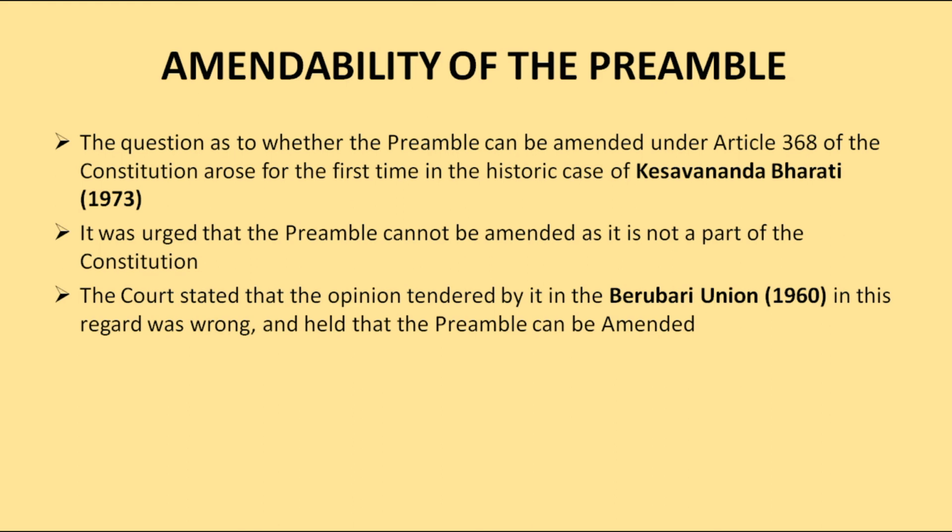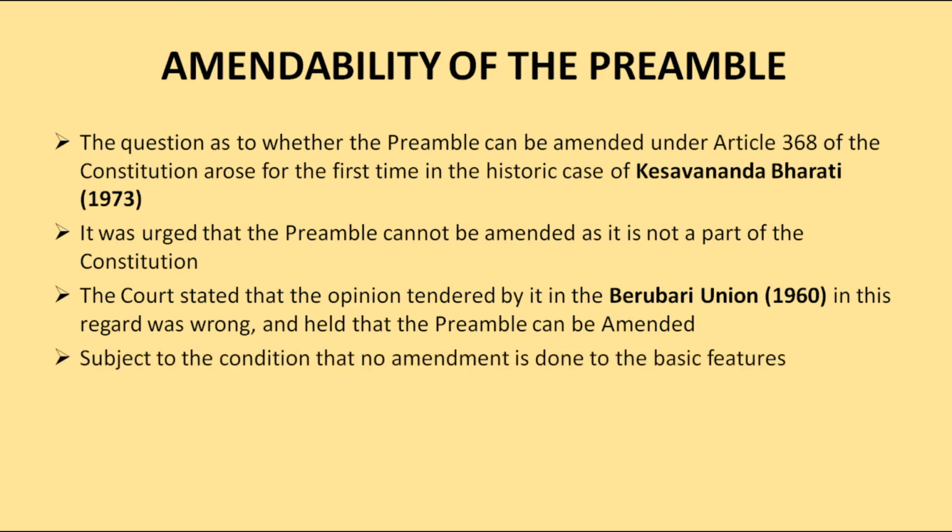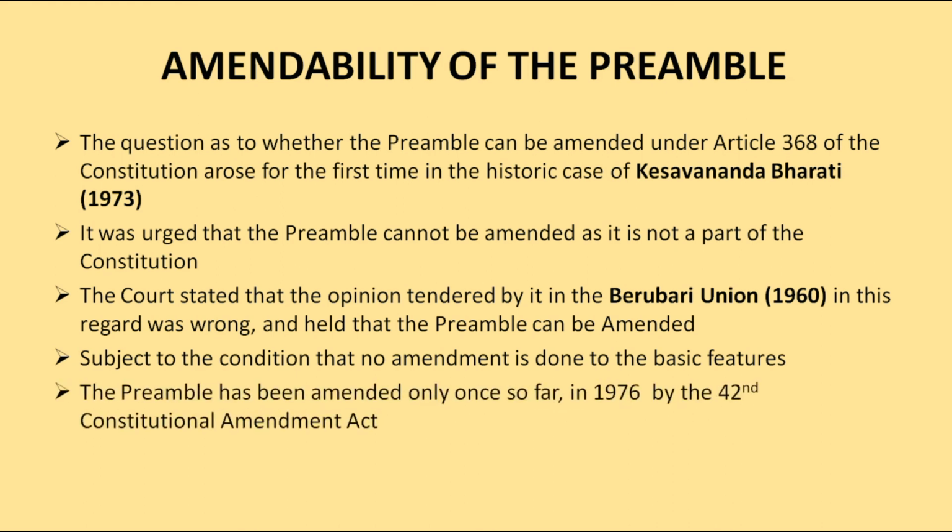But there is a certain condition that the basic feature or the basic structure of the constitution cannot be amended. What basic structure or feature means, we will discuss properly in a different chapter. For now, understand that basic features are such features that the whole Indian system depends on and cannot be changed. For now, only once the preamble has been amended, in 1976 by the 42nd Constitutional Amendment Act. Through this amendment, 3 words were added to the preamble. These are socialist, secular, and integrity.